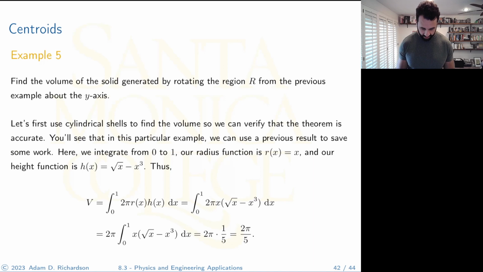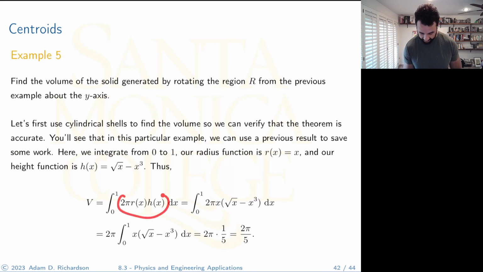Okay. So cylindrical shells. We can use a previous result to save some work. Oh, yes, because we did calculate something earlier. So here's the first bit. The height function for our shell formula is given by the difference between those two functions, root x minus x cubed. That's our height function. Now, what's the radius function? The radius function for us is just x. It's just the distance from the y-axis. There we go. Now we compute this integral and it gives us 2 pi over 5. So that gives us the volume using cylindrical shells.